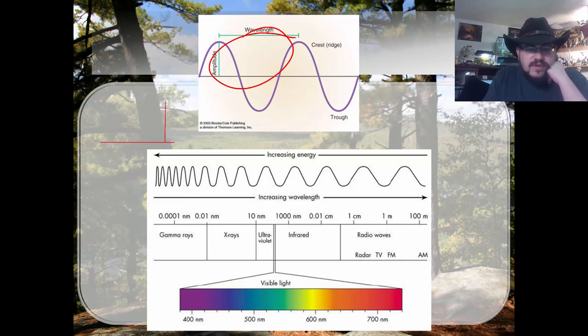So we have gamma rays right here, and X-rays. These are very small wavelengths, measured in the 0.0001 nanometer range. X-rays get as high a wavelength as 10 nanometers. Here's ultraviolet. And this tiny little range between about 350 and about 800 over here is the visible light. As we get a larger wavelength, we get into infrared, and then radio waves. That includes radar, television, FM, then way over here in the very large wavelength, AM.